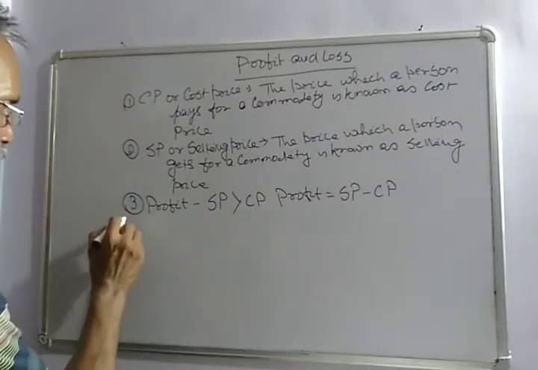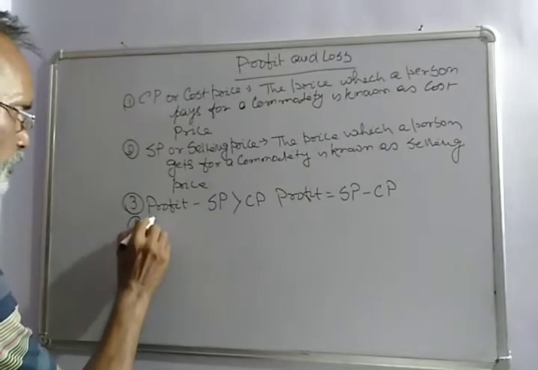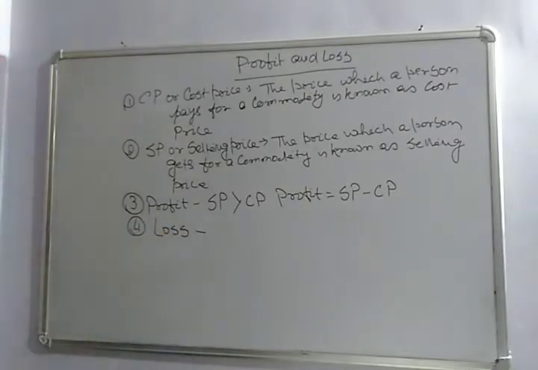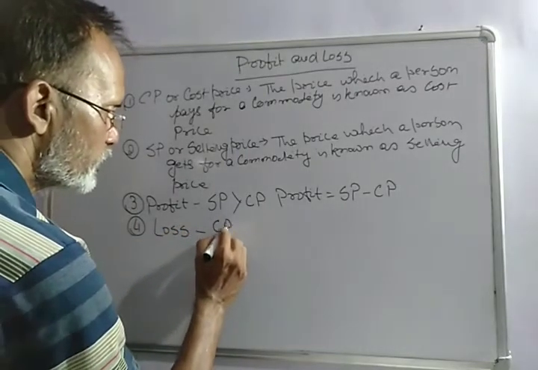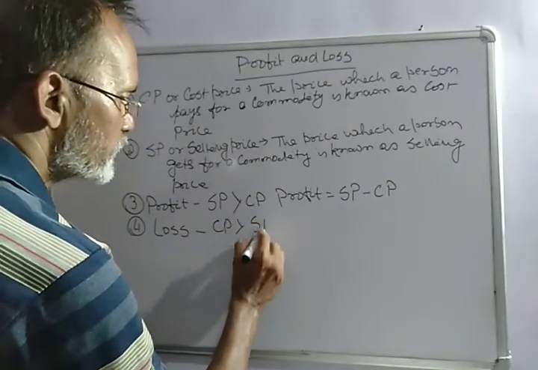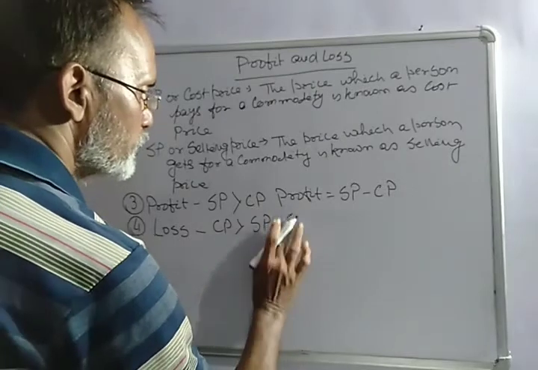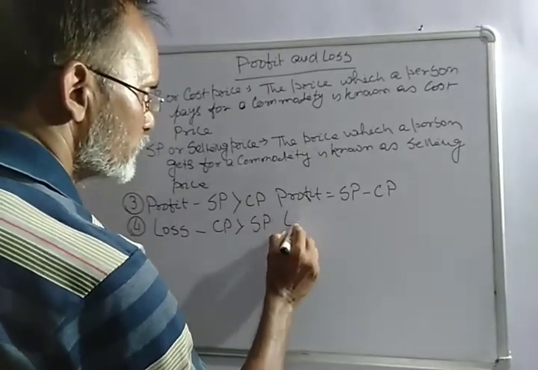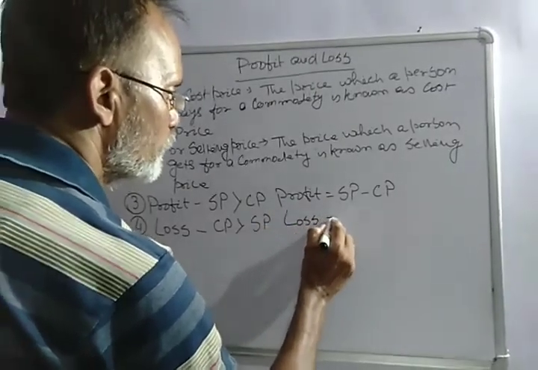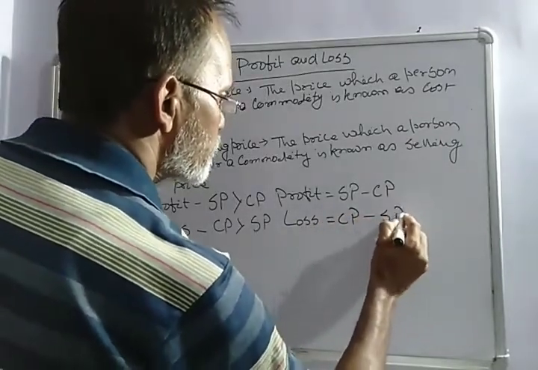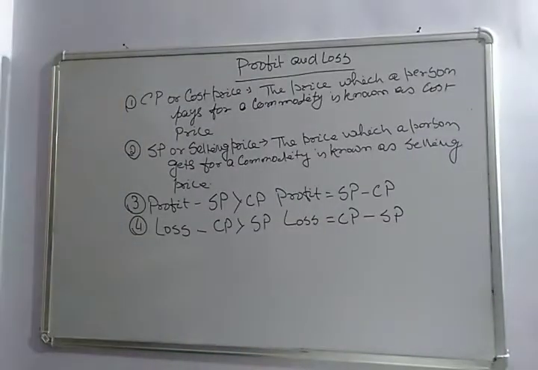Next, number 4, that is loss. Loss is incurred when the cost price is greater than the selling price. So loss is equal to CP, cost price, minus selling price. So this is about profit or loss.